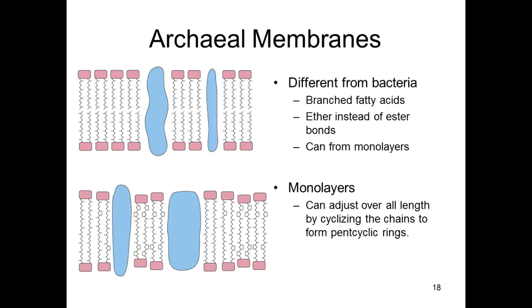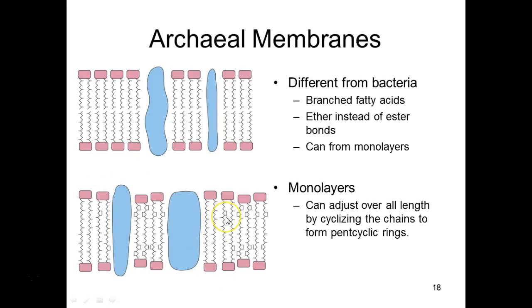They can also form monolayers. So typically when we look at a membrane, it's two layers, right? It's what we call a bilayer. These guys can have it connected, so it's all one layer. And these blue things are to represent embedded proteins, by the way.